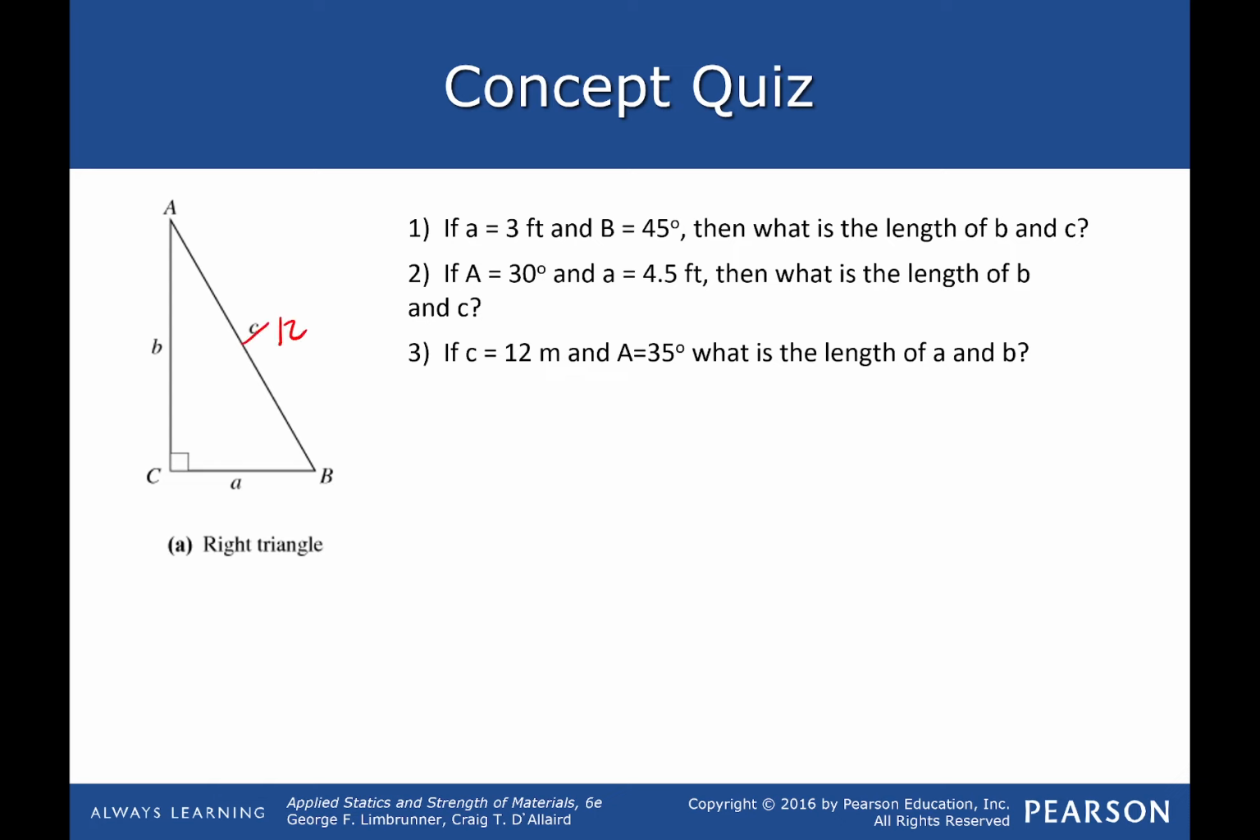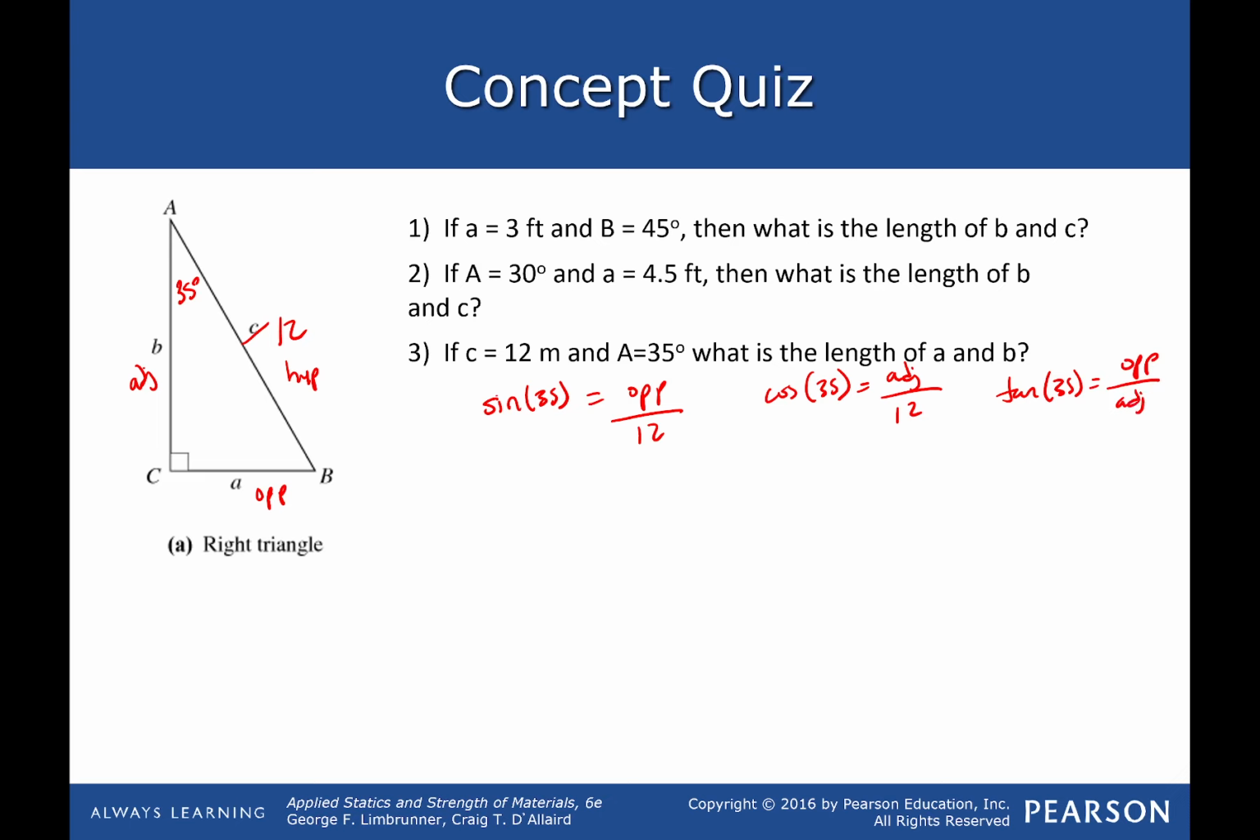So I got 12 here. A is 35 degrees. So, like always, we're going to name everything. So this guy's opposite. This guy is adjacent. This one is the hypotenuse. We have our names now. Now let's write down our three trig functions. So sine of 35 is equal to opposite over 12, because I know what the hypotenuse is. Cosine of 35 is equal to adjacent over hypotenuse, which I know is 12. And then tan of 35 is equal to opposite over adjacent.